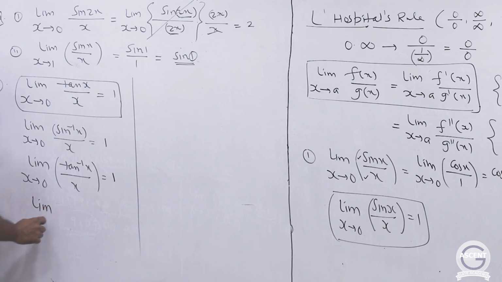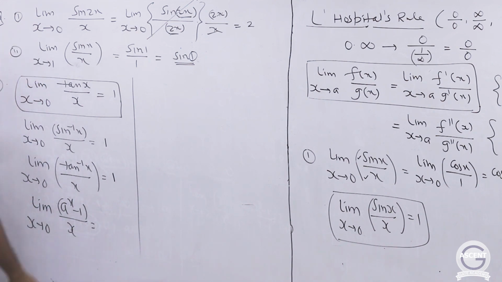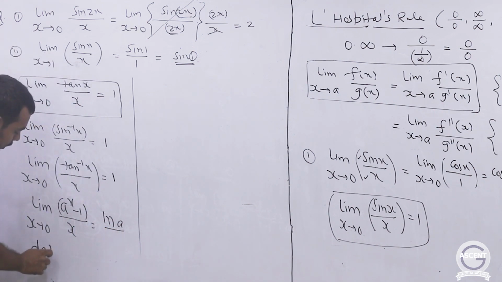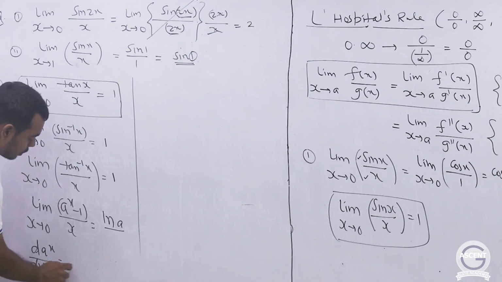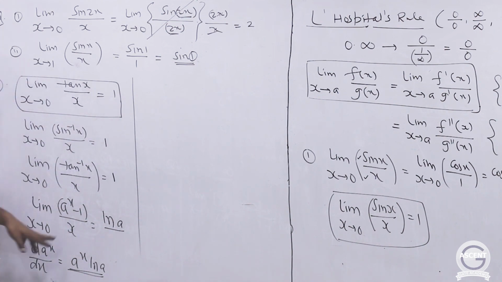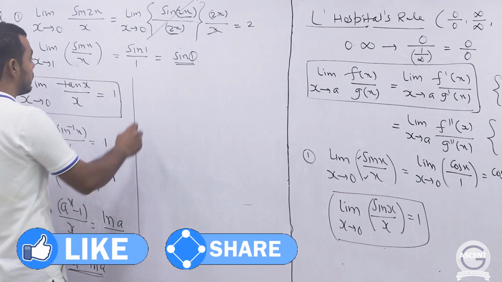The fifth one is limit x tending to 0 a to the power x minus 1 by x. So a to the power x, if I place x equals to 0, then I will get 1, 1 minus 1, 0 by 0. So here if you apply L'Hopital's rule, you will get log a. Remember that derivative of a to the power x with respect to x is a to the power x into log a. And in the denominator you will get 1. If you place x equals to 0, this will give us 1. Finally you will get log a. So this is our fifth result.